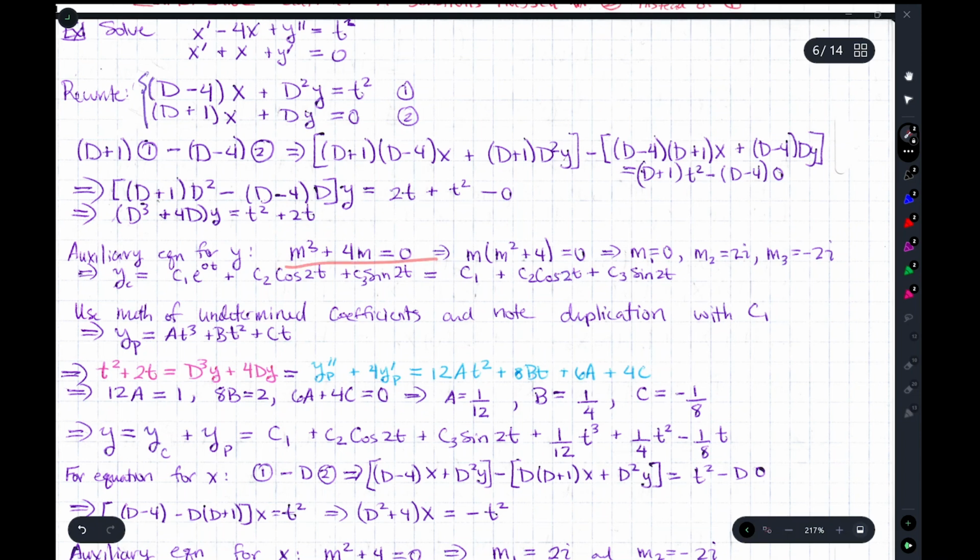Okay, and so here's our auxiliary equation. We solve it. We get these three roots. They give us the complementary function here. And now for the non-homogeneous part, we use undetermined coefficients.